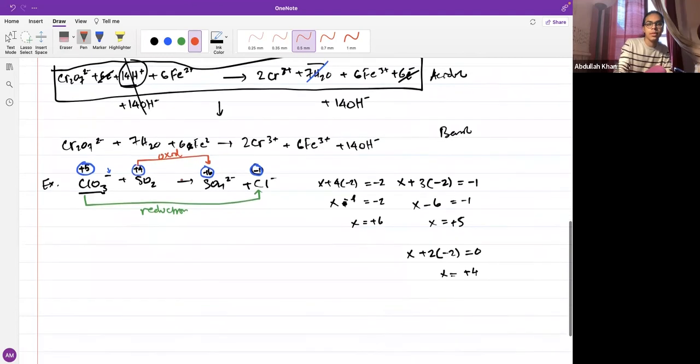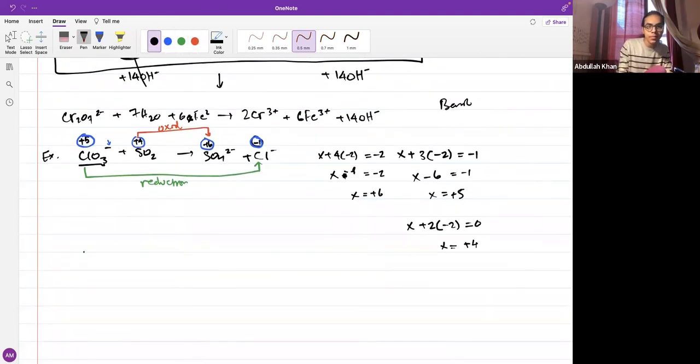All right, let's separate the 2 halves. ClO3 minus becomes Cl minus, and SO2 becomes SO4 2 minus. Balance all the exotic atoms. Chlorine on the left-hand side balanced. Sulfur on the right-hand side balanced. Great.